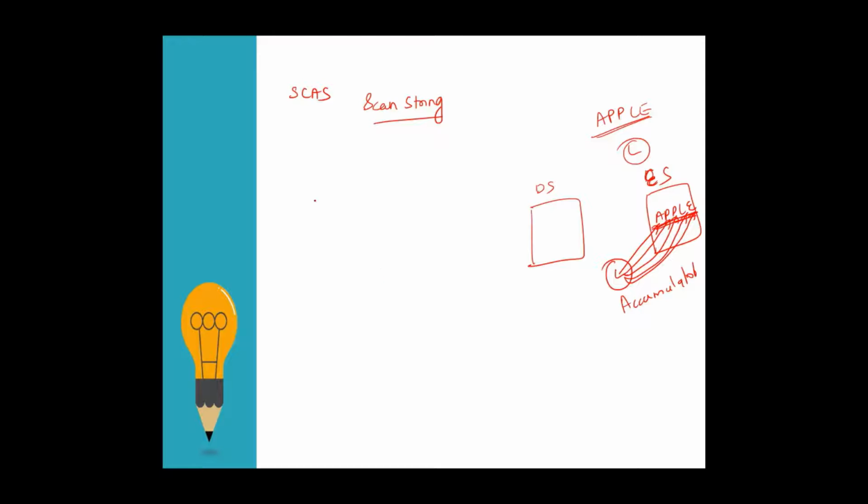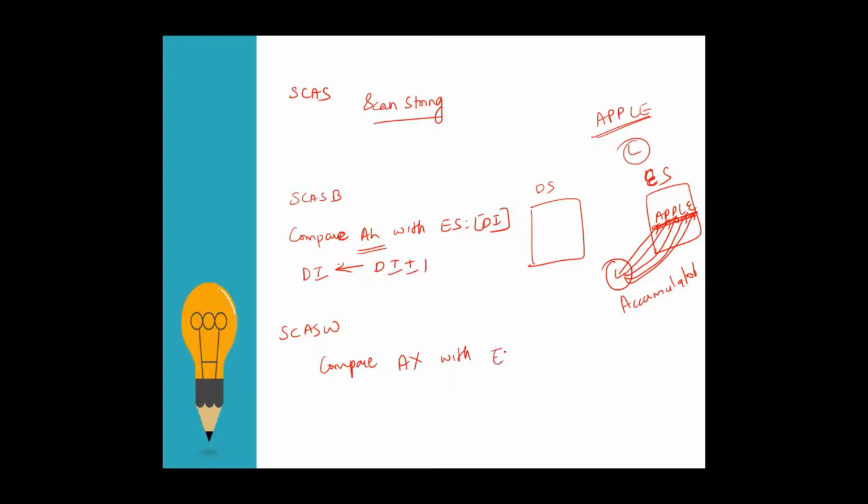Got it? So that means agar SCAS ka byte version hai, so what it is doing? It is actually comparing. What is it comparing? It is comparing whatever is there in AL with ES of DI. If it is a byte version, you are making a comparison of AL with ES of DI. That means DI will become DI plus or minus 1. If it is the word version, what are you doing? You are not comparing AL. You are comparing whatever is there in AX with whom? With two locations. Which are the two locations?